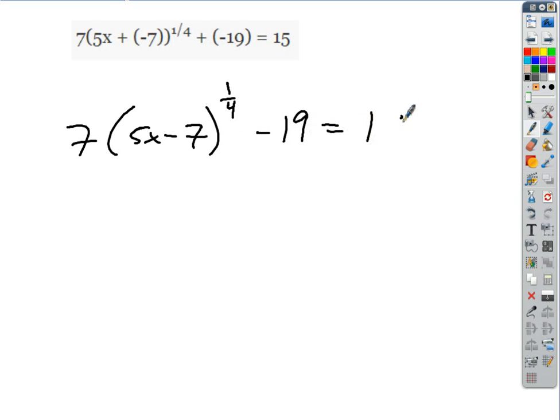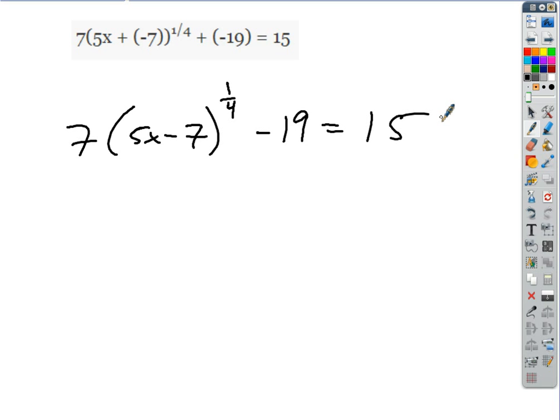Okay, what are the steps in order I would go through to isolate x? Add 19. Good, that takes care of that. Divide by 7. Square root. No, hang on. Fourth root. I said the wrong thing. Now, what am I going to do there?